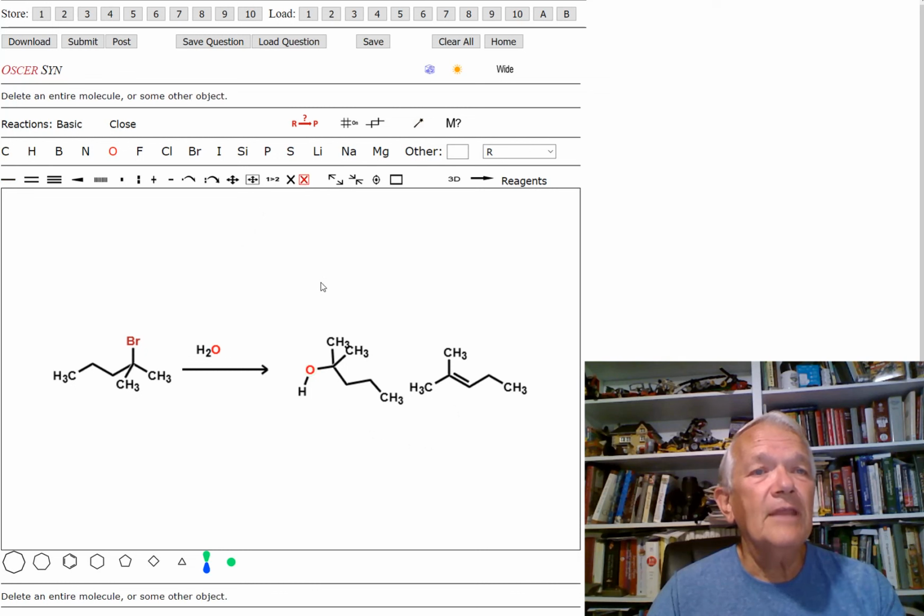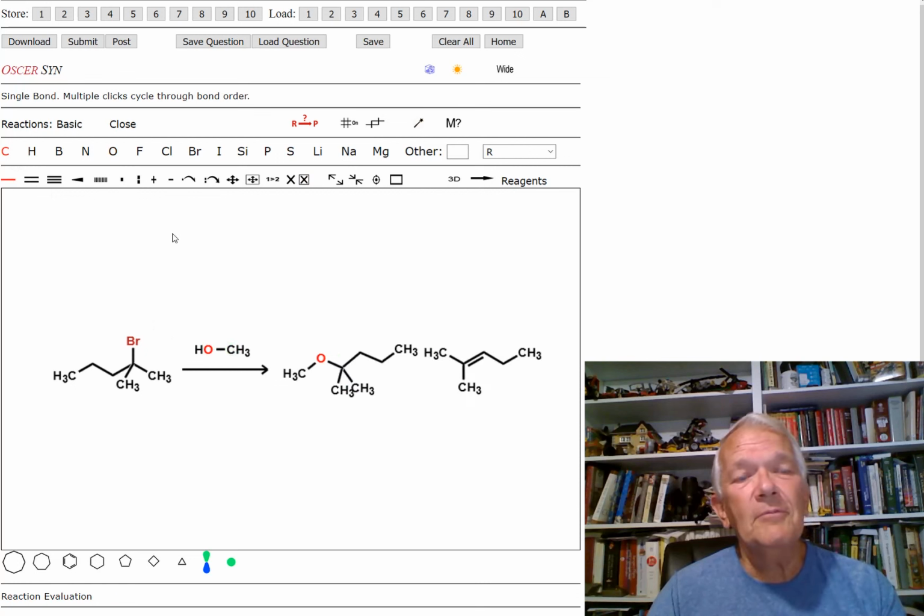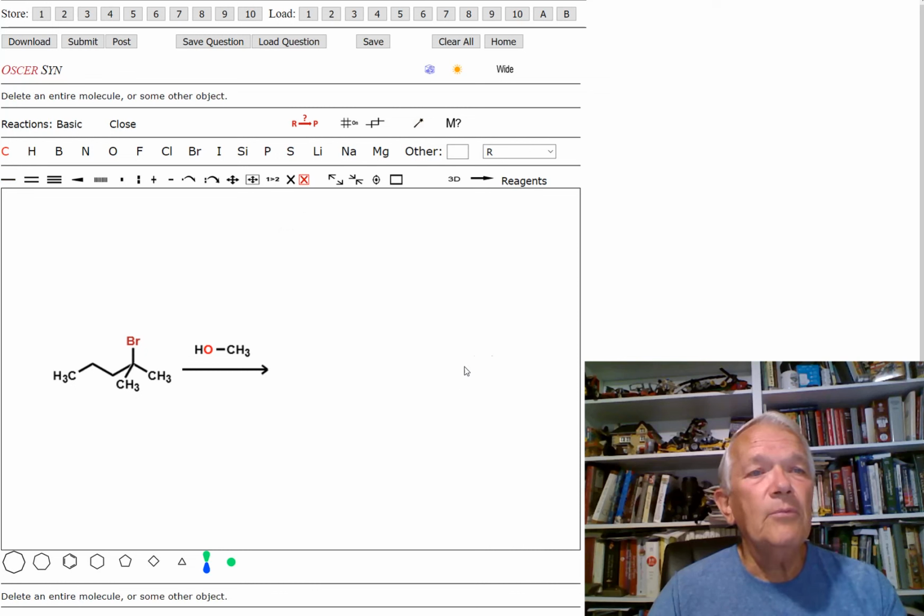Now you change that water to a methanol, you can of course expect something very similar, where now we make a methyl ether and an alkene. So these things can get a little bit wild. Now another really important family of reactions to look at are alcohols, where we're actually trying to do a substitution of an OH group.